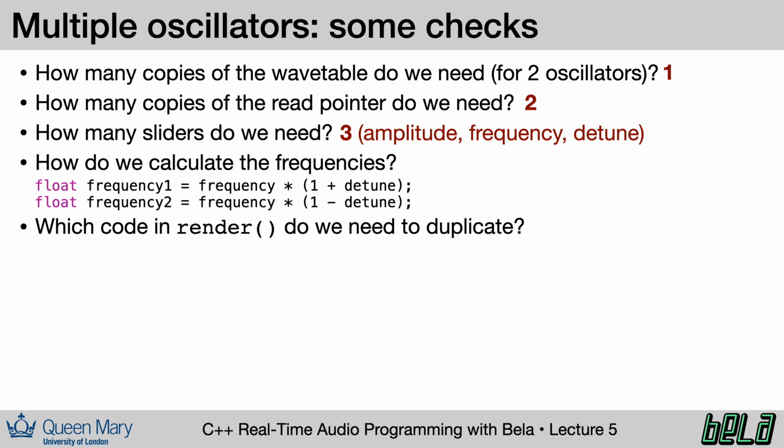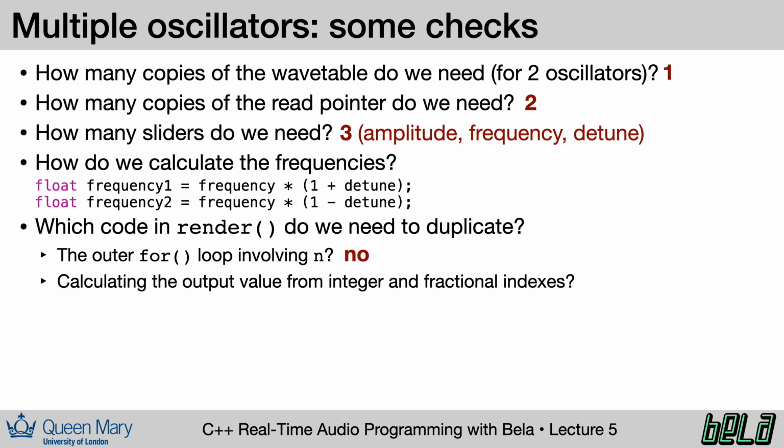And then maybe one of the trickier bits was, which code in render did we need to duplicate, and how could we duplicate it? First, did we need two copies of the outer for loop, which stepped through each of the audio frames? The answer to this is no. We still needed to only go through the audio frames once.